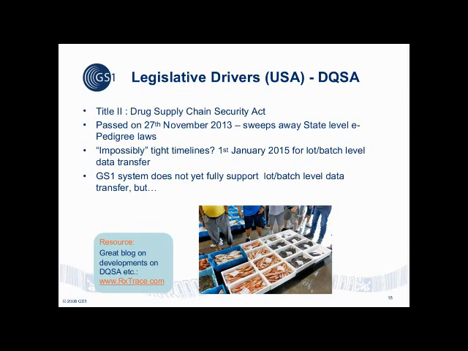The GS1 system, and I mentioned EPCIS earlier, the Event Capture System, does not at the moment fully support lot and batch level data transfer. But intriguingly, I've included a picture of boxes of fish at the bottom here, and more on that later about why there are boxes of fresh fish from the trawler.